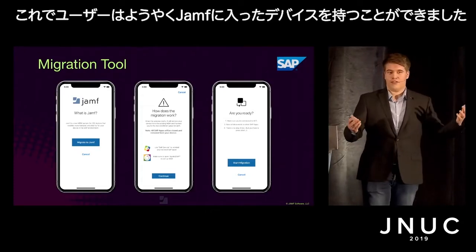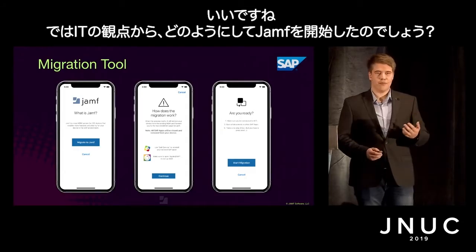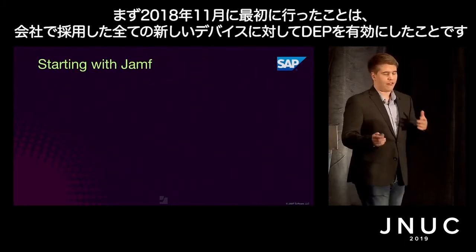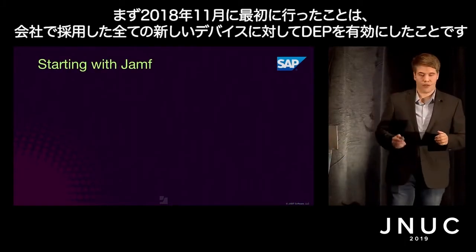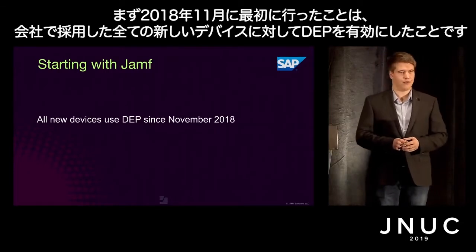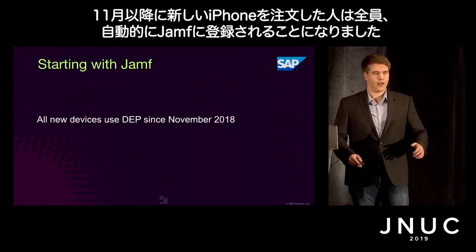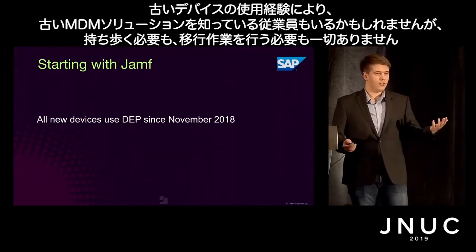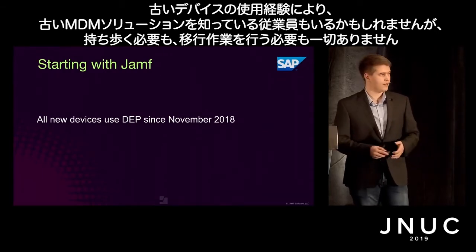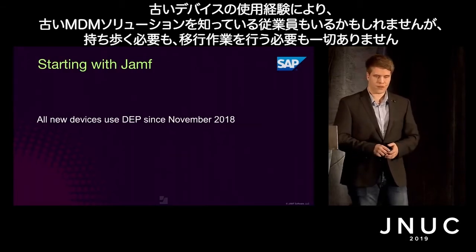So now our users have their device finally in Jamf. That's cool. From an IT perspective, how did we start with Jamf? Well, the first thing that we did in November 2018 is enable DEP for every new device that came into the company. So everyone who ordered a new iPhone after November was automatically enrolled in Jamf. They might have known the old MDM solution because of an older device, but they wouldn't have to do the migration whatsoever.